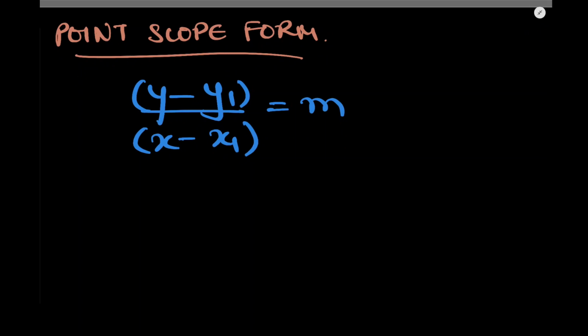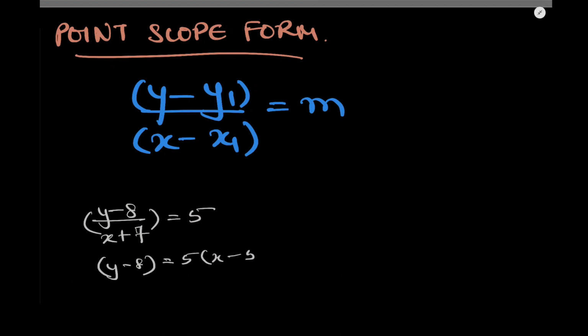Okay, so now the examples for these, you can see them like this. Now you may get them as y minus 8 upon x plus 7 is equal to 5. So this may be the point slope form, or you may get it like y minus 8 is equal to 5 times x minus, let's say, 4. So you can get it in these forms.